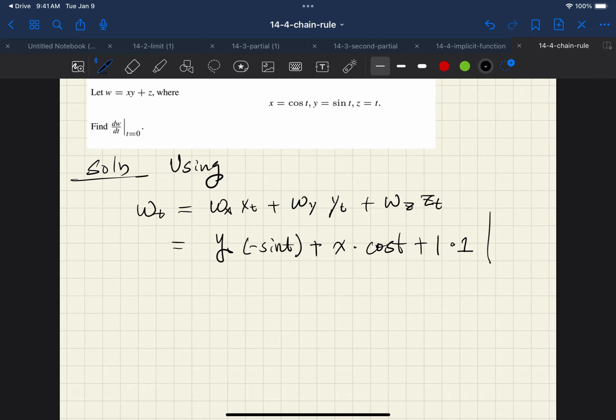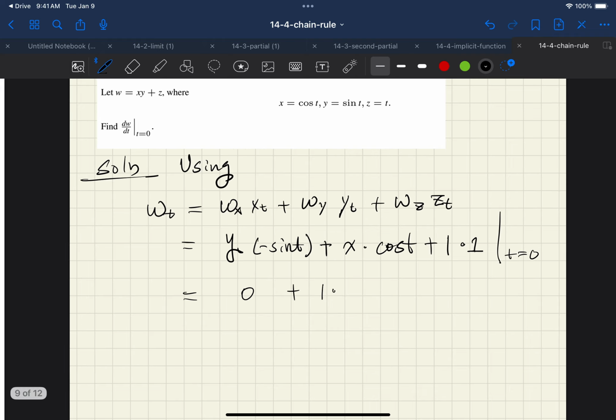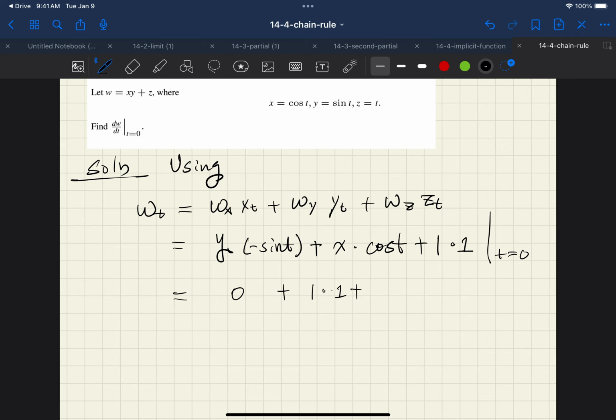And we want the value evaluated at t equals 0. That means sine 0 is 0, cosine 0 is 1. So you have to know what x of 0 is. In other words, when you look at the x formula, when t equals 0, cosine 0 is 1. And 1 times 1, no matter what, is just 1. So this is 0 plus x of 0, which is 1, times cosine 0, which is 1, plus the last one, which is just 1. So the answer is 2.